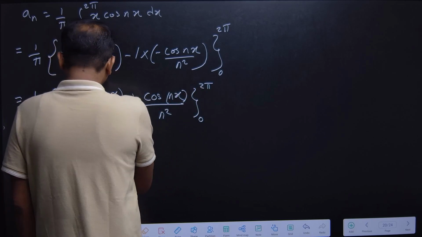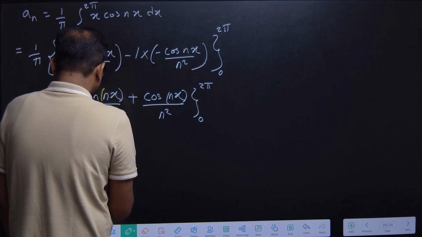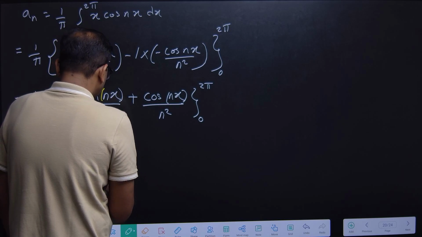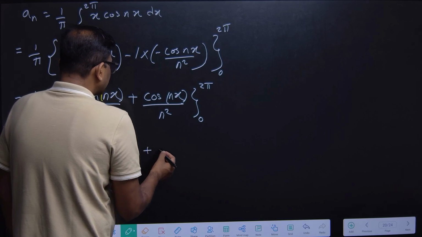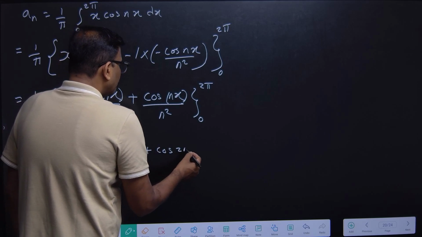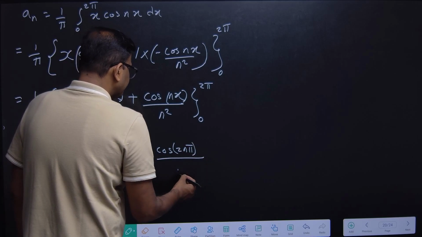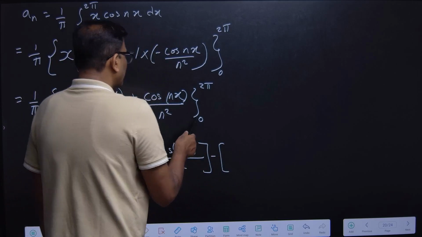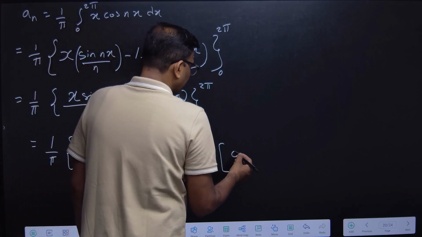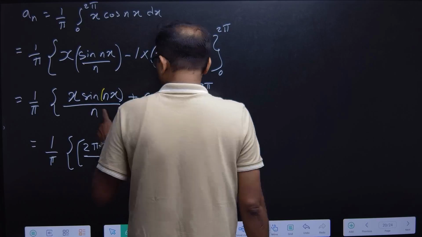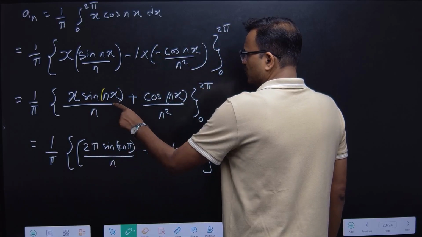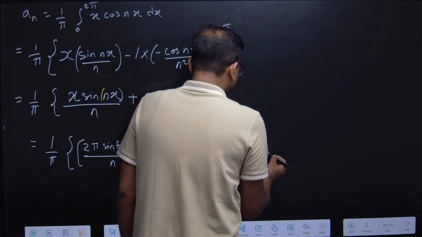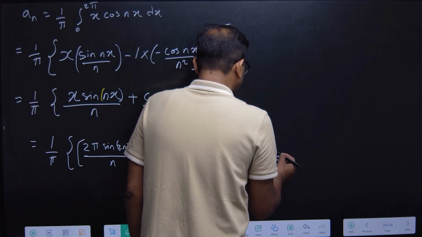First I am substituting 2 pi in place of x. So it is 2 pi into sine of 2n pi, this whole term divided by n, plus cos of 2n pi upon n square. This is when you put the upper limit, minus when you put the lower limit 0. If I put x is 0, now I am substituting the lower limit in place of x. 0 into sine of 0 will be 0. 0 upon n will be 0. So I am writing it 0 directly, plus cos 0 upon n square.